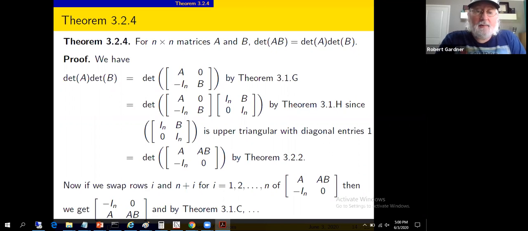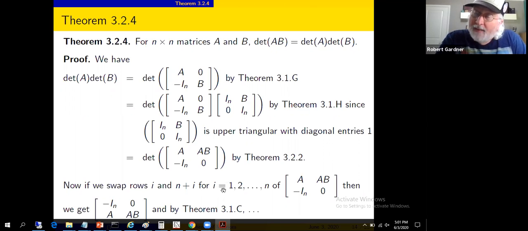All right, now we're going to move some things around. What we're going to do is swap row i and row n plus i for i equals 1 to n. So we're taking the first row and moving it down to the n plus i-th row. What we're doing is taking the first row up here in the A and the AB part and swapping it with the first row in this part. Remember, all these matrices are n by n, so the dimensions are easy to deal with. We're effectively moving the A and AB part down and the negative I sub n, 0 part up. So we're really swapping those.